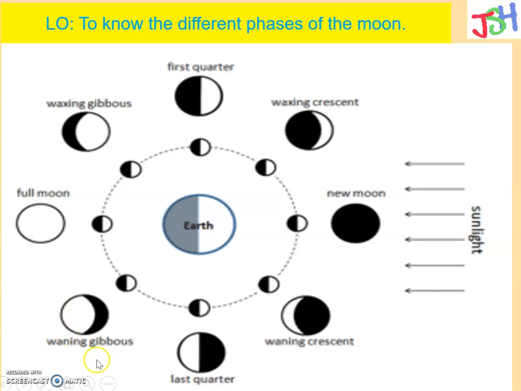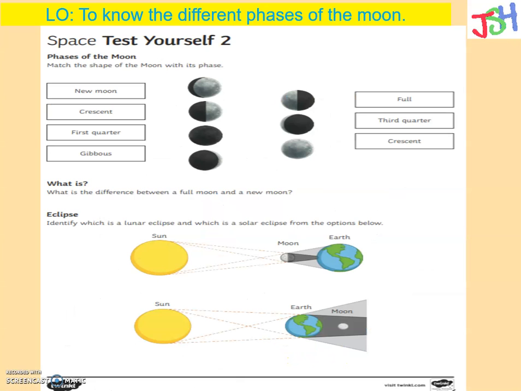Then the next stage of the phase is the waning gibbous. At this stage, the moon will start to shrink again. Then you get to the last quarter. That's when the moon would have traveled about 3/4 of its distance round the earth. Then we have the waning crescent.